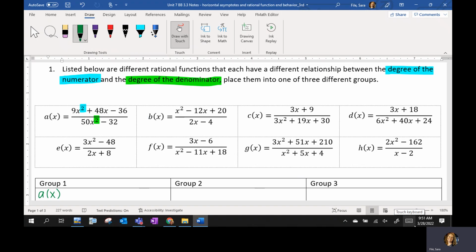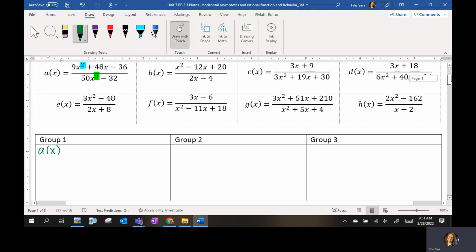So I'm going to give y'all a couple minutes to try and identify all of the degrees of the numerators and denominators and categorize them into 3 different groups. And then we're going to talk about it. And if you need to switch something around, you can. So hopefully you're writing in pencil in case you need to erase something. Okay, but I'm going to give you a minute to identify those degrees and categorize. And then we'll talk about it and look at it together.